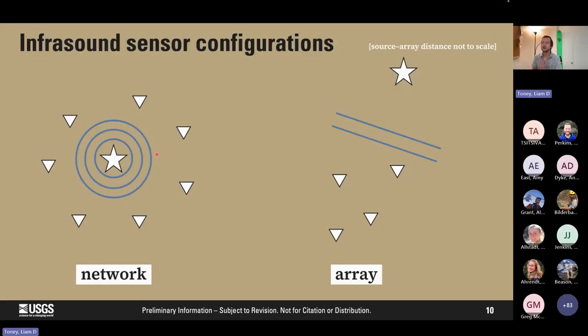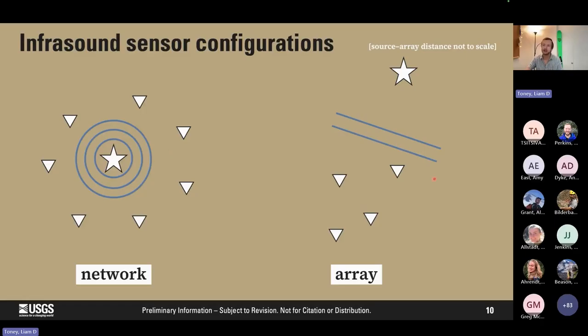And with infrasound, kind of like with seismometers, we can be strategic about how we install it and the configurations of sensors that we use. There are two main styles of sensor configurations. On the left, I'm showing a network style. This is defined by your source being approximately as far from your sensors as your sensors are from one another. And this is fairly common for earthquake monitoring as well. So if you have an earthquake monitoring network, say across Southern California, it's a network style monitoring strategy.